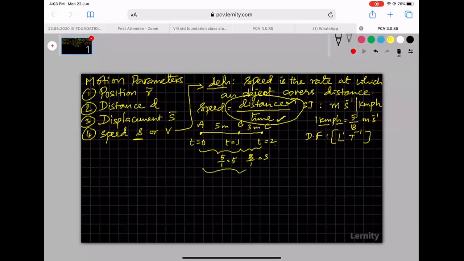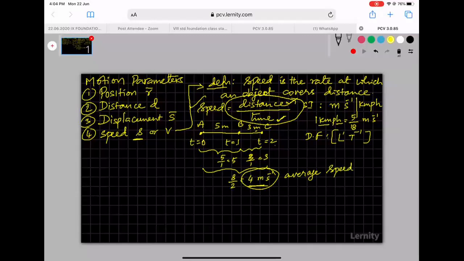What about the speed during the whole interval? During the first 2 seconds, what is the speed? And what is meant by that speed? If you measure the speed over the whole interval, A to C, t equal to 0 to t equal to 2, you would use this formula, 8 divided by 2, because the total distance traveled is 8 and the total time taken is 2. 8 by 2 is 4 meters per second. This 4 is what is called the average speed.